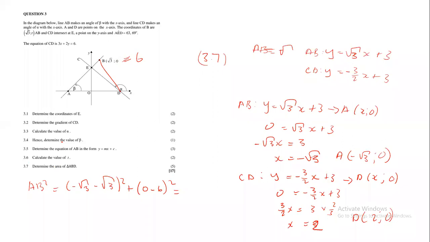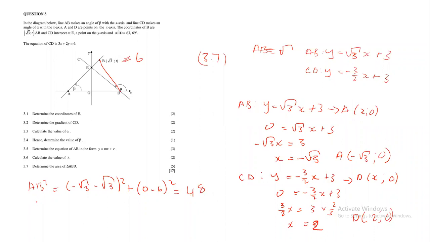The magnitude of AB squared, in this case, you're going to say on your calculator, negative root 3 minus root 3, to the power of 2. In this case, we get 12. So that means it's 12, plus 0 minus 6, it's 6. 6 to the power of 2 is 36. We're just going to add 36 there. That means here we're going to have a total of 48.